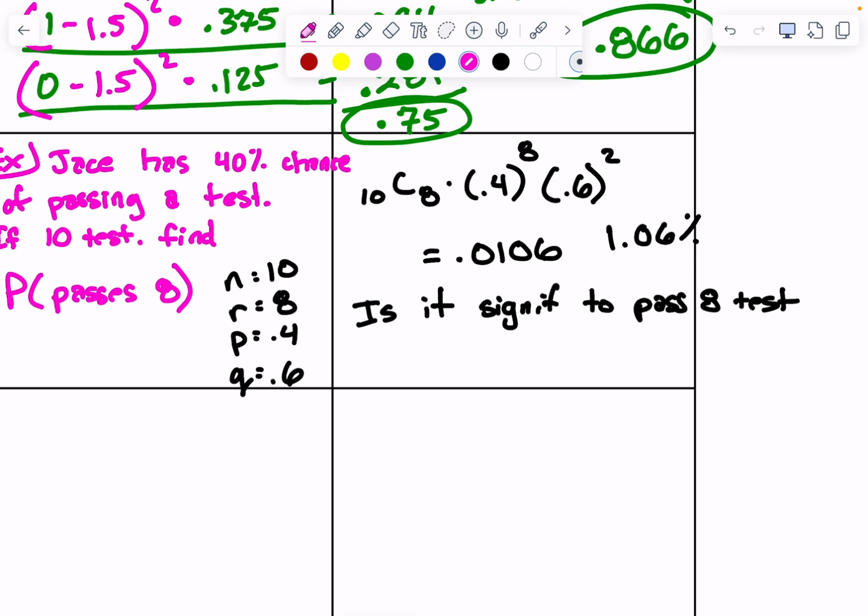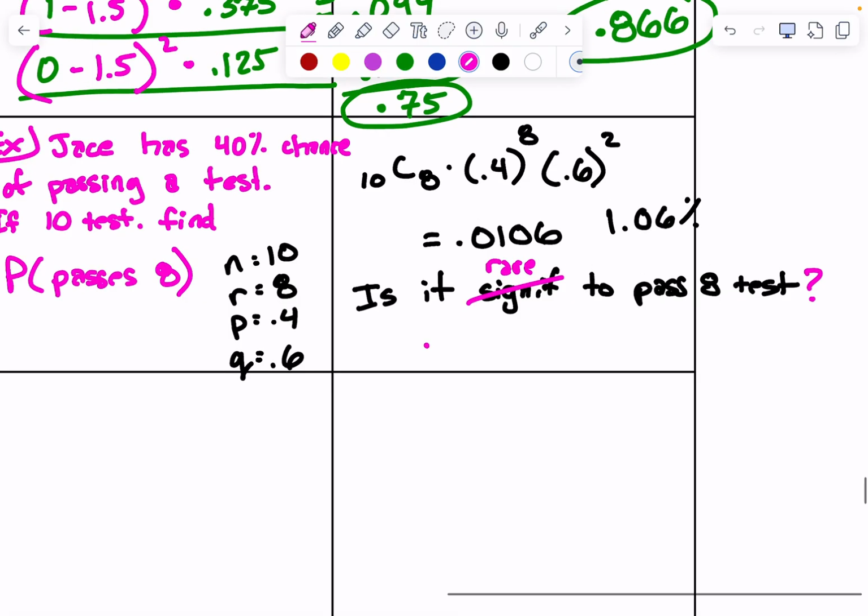Whenever I think of significant, I think of rare. I kind of insert that word in there. Significant confuses me. Is it rare for him to pass 8 tests? Yes. 1.06% is less than 5%. So it would be a rare occasion for him to pass 8 tests. Does that make sense?